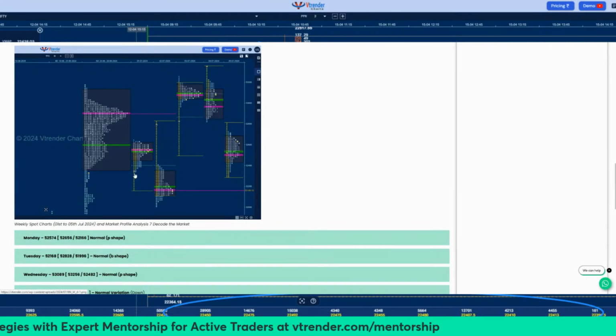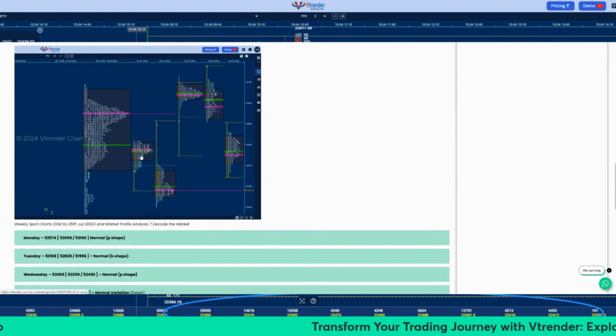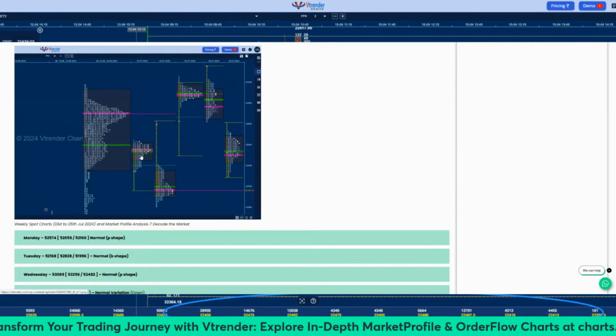And then similar to Nifty, Bank Nifty just formed a P-shaped profile. So we did make range extensions to the upside, but they were marginal range extensions. We were not able to even tag the 2IB, which is 2 times the initial balance range. So that was telling us that the buyer is not doing a good job.